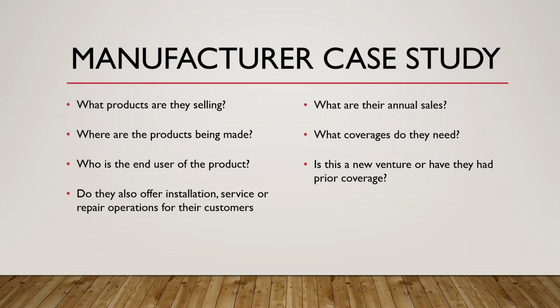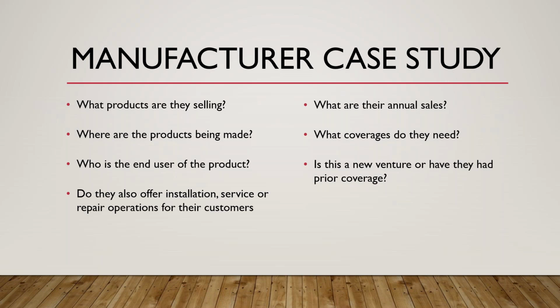What products are they selling? It's really helpful if the client can provide a website address or even marketing brochures that list the items they are manufacturing and selling. Where are the products being made? If the applicant says they are making the products in-house, they're going to have a need for business personal property to cover the equipment and tools used to make the products and to also cover their inventory.